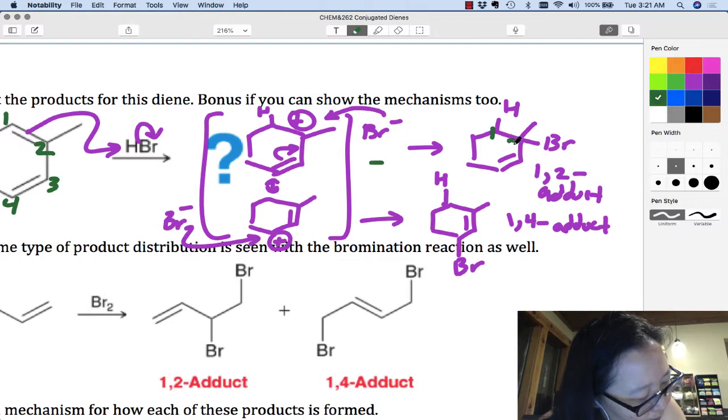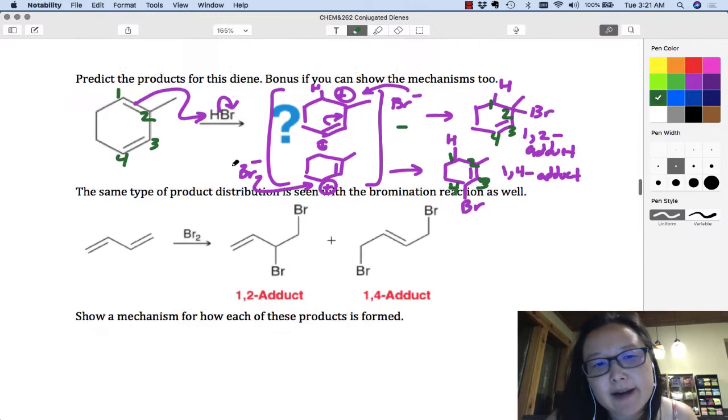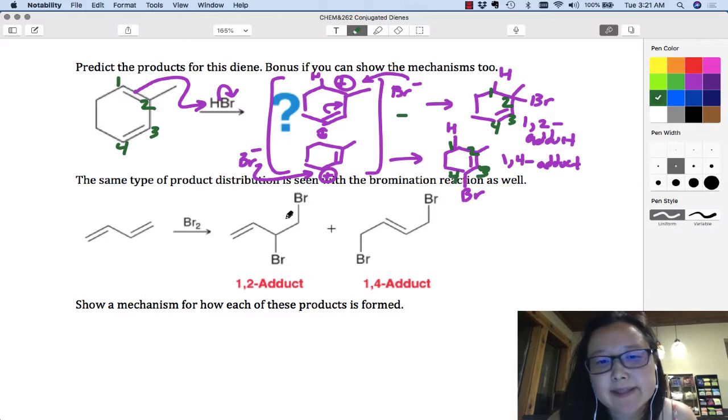Plus this is my 1,2 adduct, or this is my 1,4 adduct. And then just a variation of this is instead of HBr, if I had Br2, it'd be the same thing, but instead of an H and a Br, I'd have a Br and a Br. And you see the same thing, a 1,2 versus a 1,4 adduct. That just tells you where these groups added if you number a carbon chain.